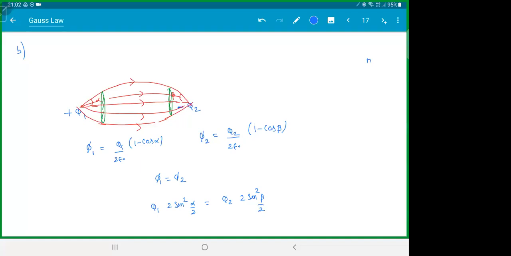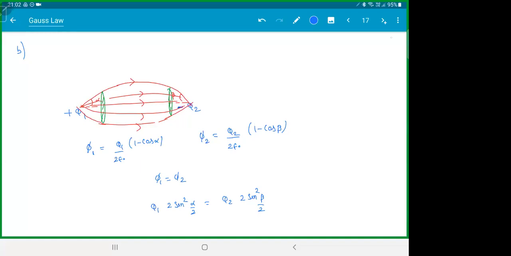Easy? But to do this, you need to know the previous question's result. Without that, you can't do this. Is everyone clear with this? You can even find the angles made by the field lines also. Clear? Next one.